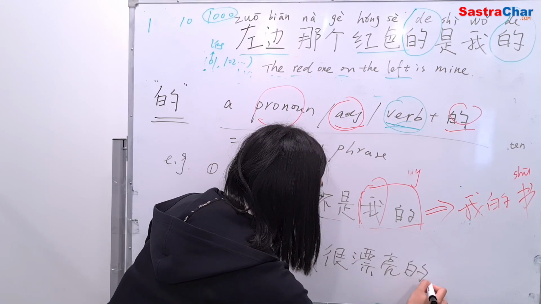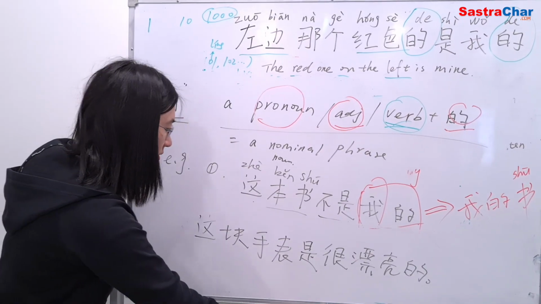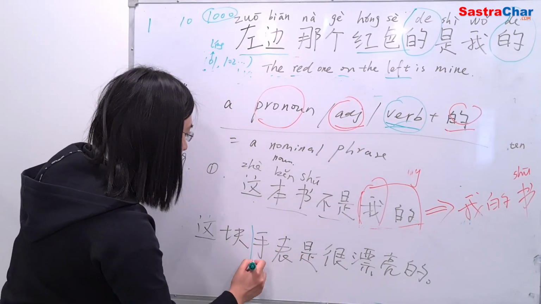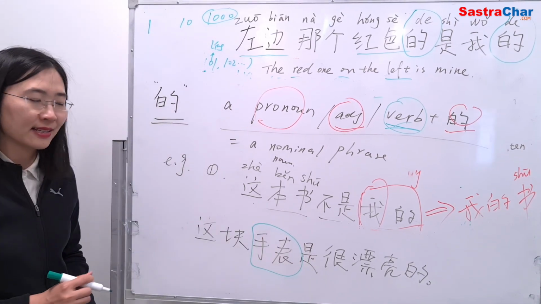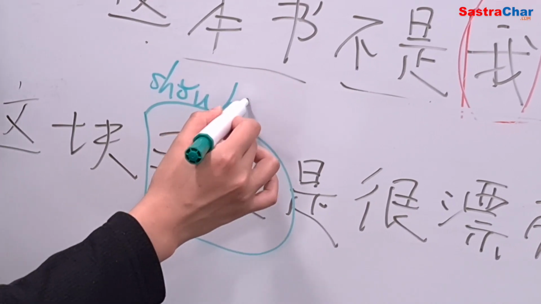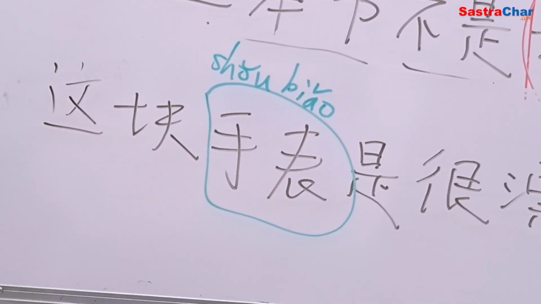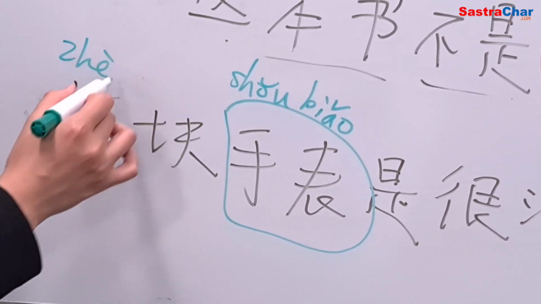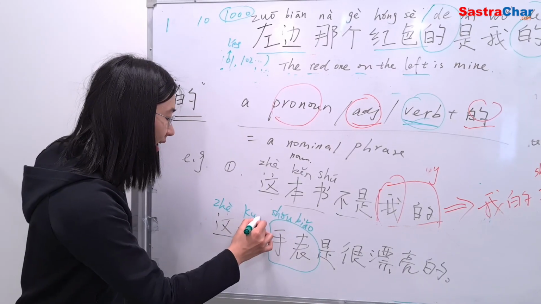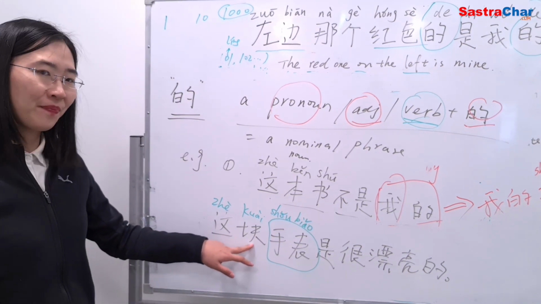Okay, so let's see. This watch. Okay, watch. 手表. Yes, the new word. So I need to focus on it. Highlight it. 手表. Okay, 手表. 手表. So 这块手表. 这 means this. 块. Okay, so what do you know about 块?